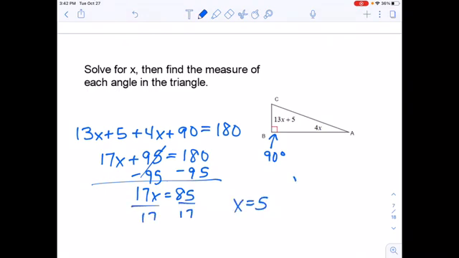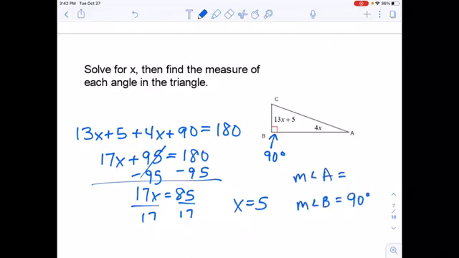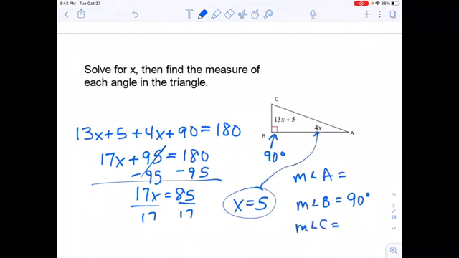Now I once again need to find the measure of each angle. Measure of angle B is pretty easy. We already know that's 90. Now, there's a couple ways you can solve for this. The first way, well, go ahead and solve for one angle. I know 4 times 5 is 20 degrees. We can either just plug this in for x.